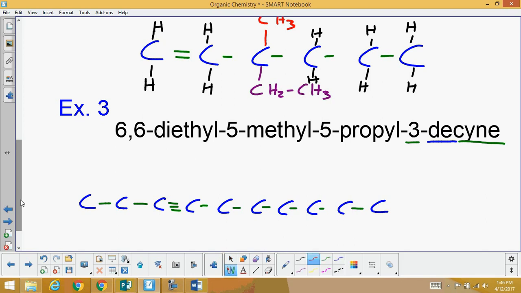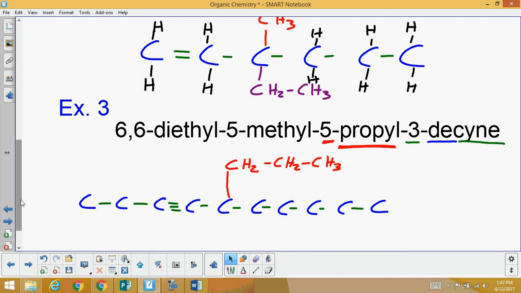Working our way up. 5-propyl. So once again, think about the prefixes. Meth, eth, prop. So this is going to be 3 C's. So we go to the 5th carbon. 1, 2, 3, 4, 5. We'll go up on this. And since this is propyl, it's going to be CH2, CH2, CH3. This is our propyl. And that goes at 5-propyl. 5-methyl. So the same carbon, we're doing a CH3. So just a methyl group.